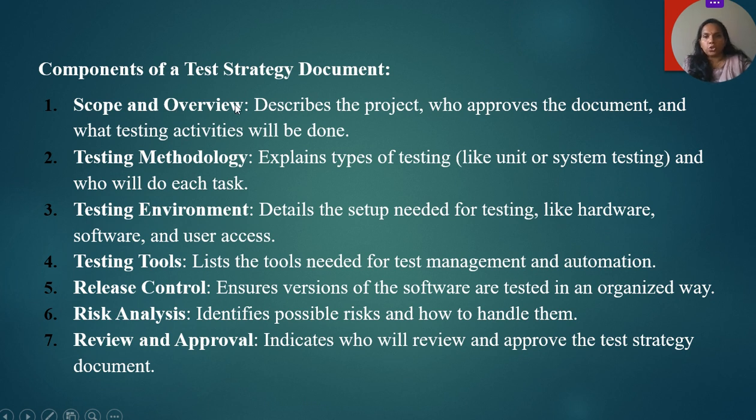Components of a test strategy document. Scope and overview describes the project, who approves the document, and what testing activities will be done. Testing methodology explains the types of testing like unit or system testing and who will do each task. Testing environment details the setup needed for testing, like hardware, software, and user access.